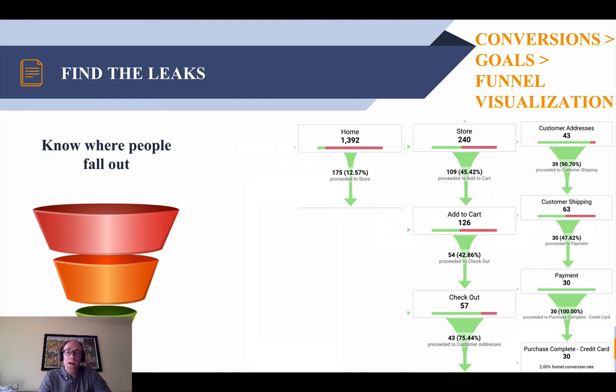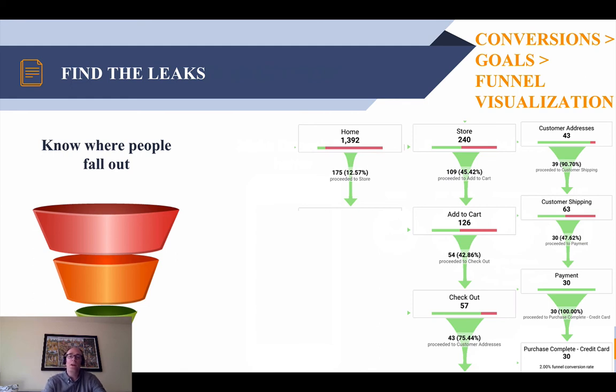we can now see how many people are coming to the homepage, then going to the store, then adding to cart, then checking out, putting in their address, shipping, and then buying, right? And we can see people are falling out of the funnel on this. When you look at it in Google Analytics, it'll be top to bottom. You'll see it all in one. You can just scroll up and down, but here I've got it side to side.